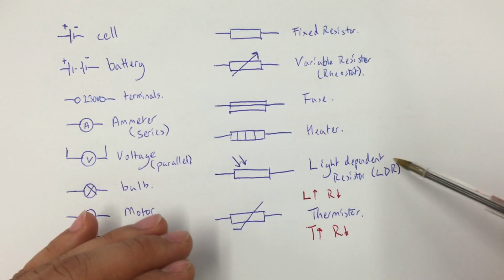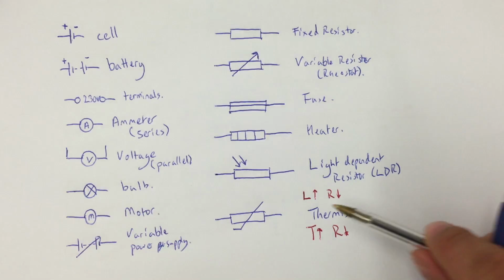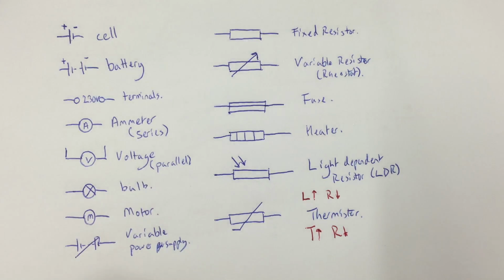And these are both examples of what we call semiconductors. So they're both materials made out of semiconductors. And as light intensity goes up, resistance goes down. And as temperature goes up, resistance goes down, or vice versa.